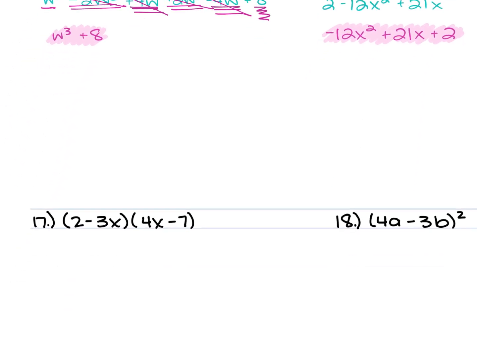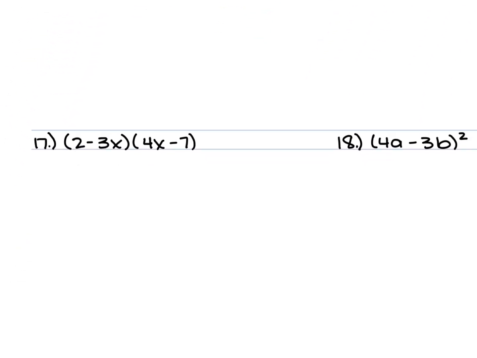For number 17, we have 2 minus 3x times 4 minus 7x, or 4x minus 7. We're going to FOIL this one out. So the 2 gets distributed in. So 2 times 4x is 8x. Then the 2 times negative 7 is negative 14. Then we have the negative 3x times the 4x, which is negative 12x squared. And the negative 3x times negative 7 is positive 21x.